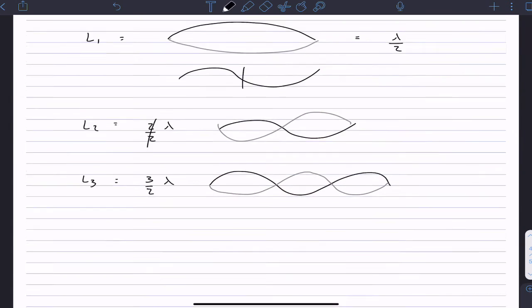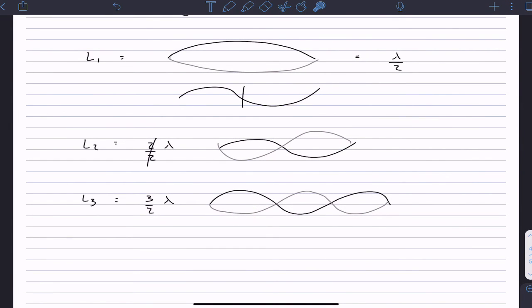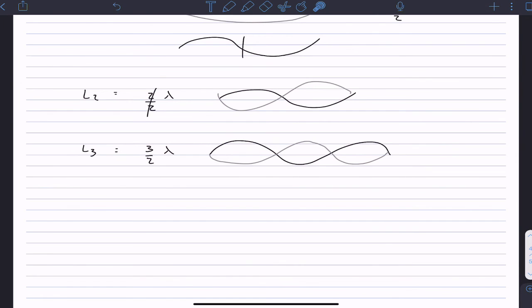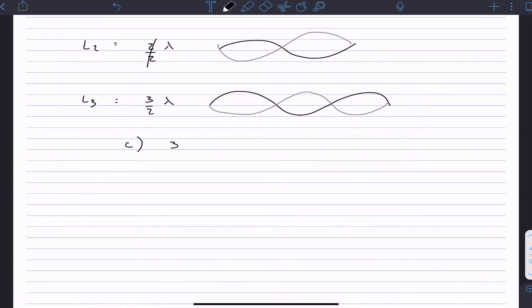Since we've done a few of these, it might be a good time to check the diagram and see if any of this matches. Do we have these things? We had lambda over 2, that's not what we were given. L2 lambda, that's not what we're given. L3, 3 halves lambda, we are given that, right? And this matches number 3, C, number 3. So that's it. That's your answer. Okay, D5.